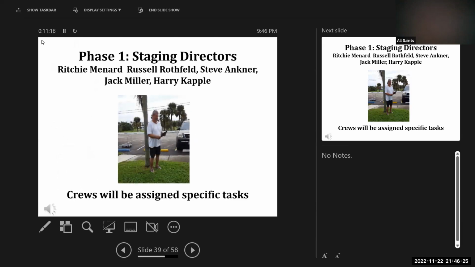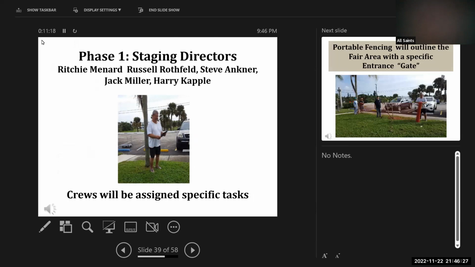And here we are. I've signed, I hope they don't mind, Richie, Russell, Steve, Jack, and Harry to kind of coordinate everything, because some people need to put up the fence, some need to put up some tents, some need to get the chairs, some need to get out the tables and everything. So instead of everybody running around crazy, you can have one person in charge of getting a specific job done.